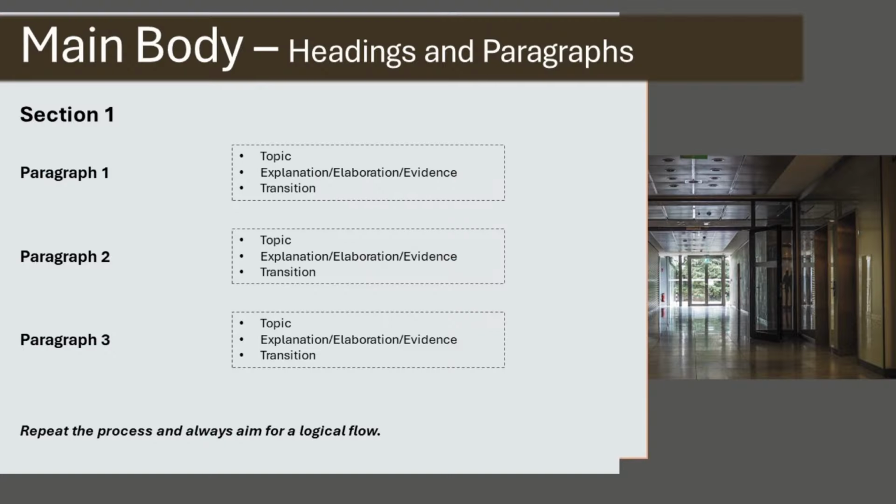And we'll look at an example of how we can create the main body and some of the key elements that will be identifiable. What you want to do is to make sure that each paragraph and each section contains 3 fundamental elements: the topic, explanation or evidence, and a conclusion or a transition to the next paragraph or to the next section.